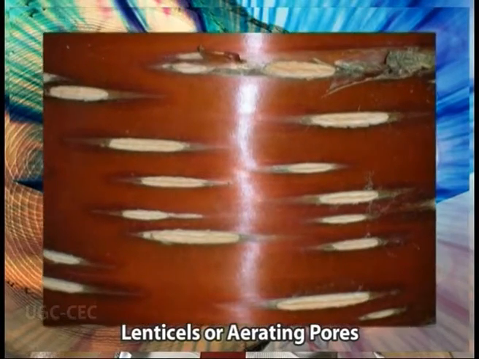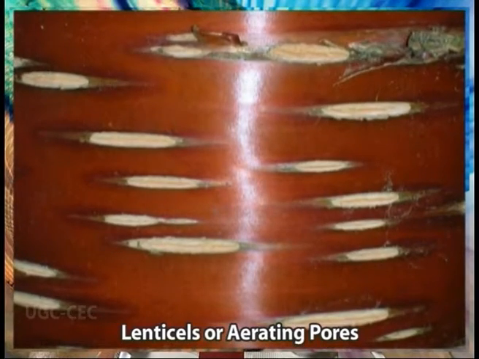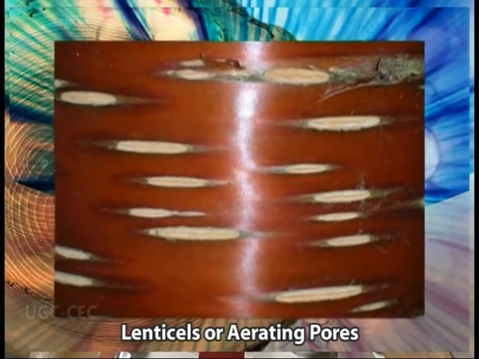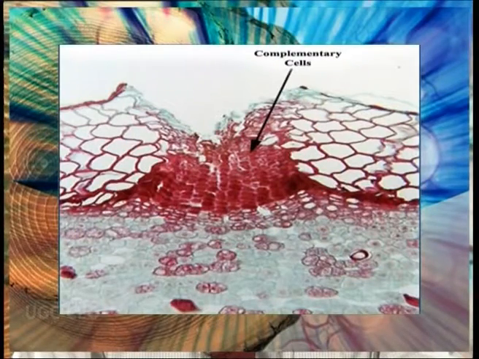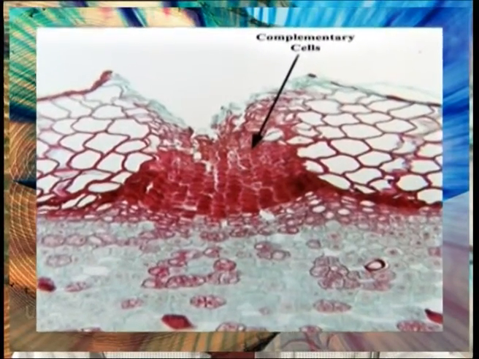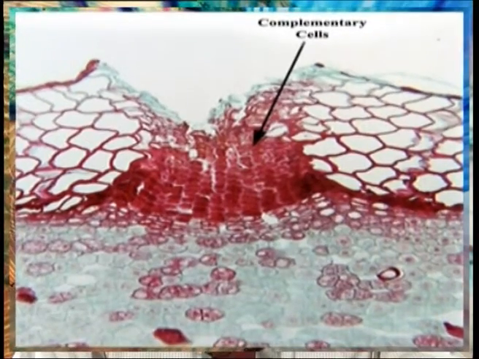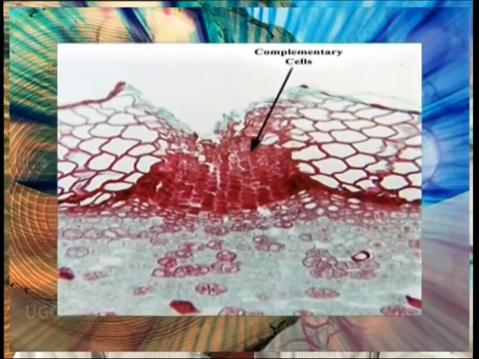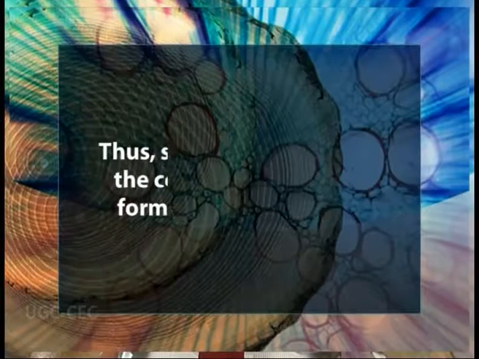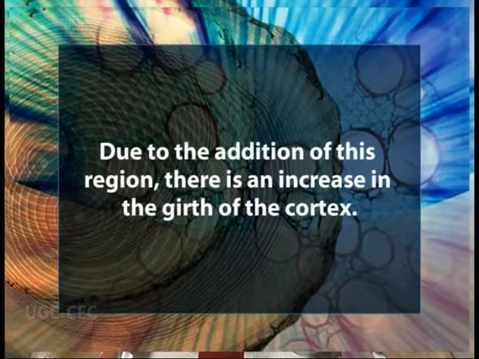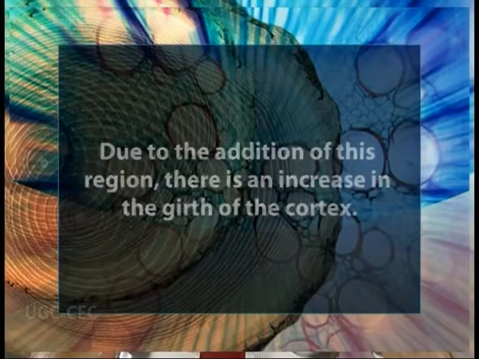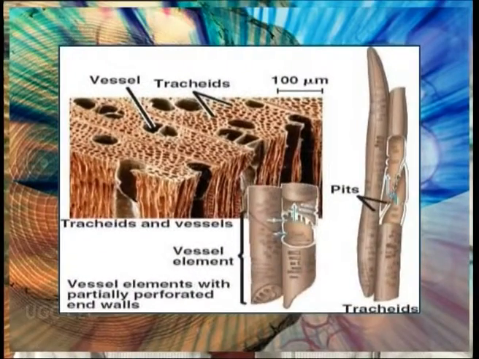The lenticels, also known as aerating pores, enclose a group of living cells called complementary cells. Through these cells, exchange of respiratory gases and to some extent transpiration takes place. The secondary growth in the cortex results in the formation of periderm. Due to the addition of this region, there is an increase in the girth of cortex. Now, structure of secondary xylem.